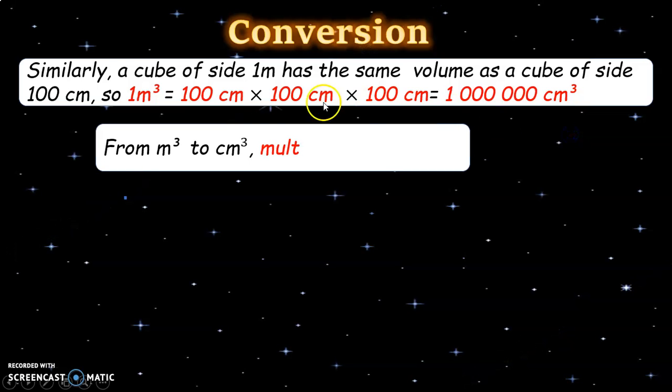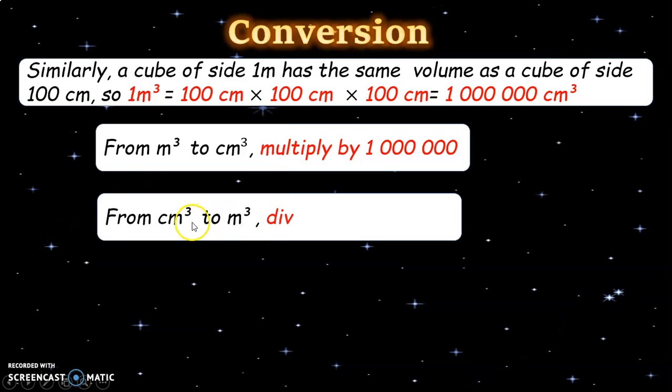So, if we want to convert meter cube to centimeter cube, we need to multiply by 1 million. And if we want to change centimeter cube to meter cube, we need to divide by 1 million.